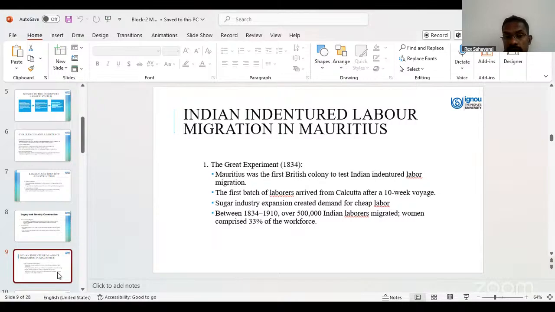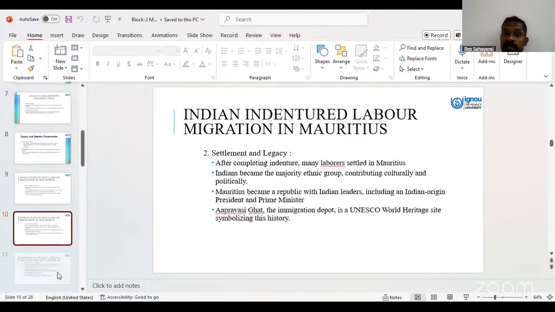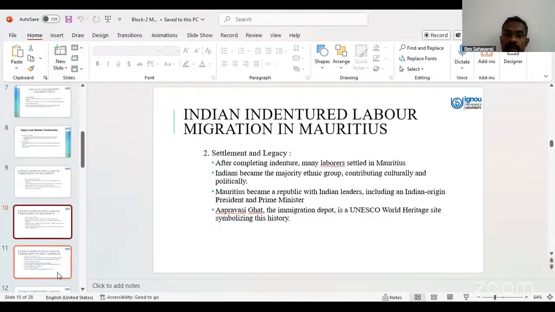Like the great experiment in Mauritius was the British colony to test Indian indentured labor migration. To test, first of all, people were sent to Mauritius. The first vessel arrived from Calcutta after 10 weeks of ship voyage. Okay, and sugar industry expansion created a demand for cheap labor. So between 1834 and 1910, over 5 lakh Indian laborers migrated, and women comprised 33 percent of the workforce. Imagine, right?